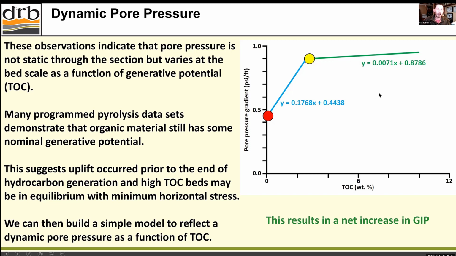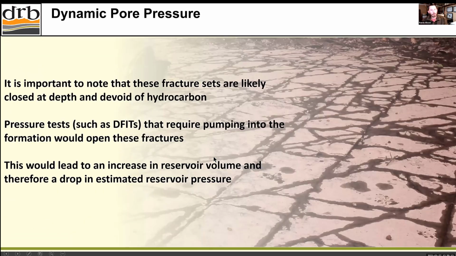And what this does is it results in a net increase in gas in place when you start to account for the fact that some of these beds are at a much higher reservoir pressure gradient than if we just use an average that we get from a DFIT test. Now, the one thing I will say about that is it's important to note that these fractures generate hydrocarbon, the rock cracks, that bleeds off that pressure, and then they close back down.